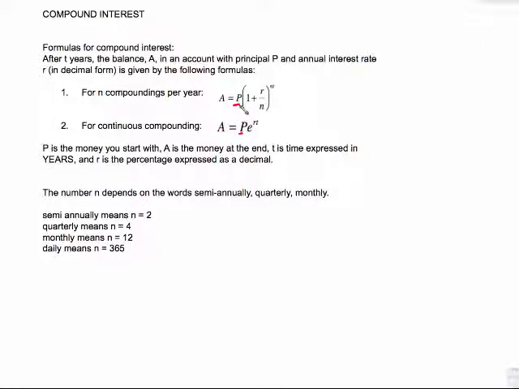P stands for the word principal, which is the money you start with. R is your rate, and that has to be expressed as a decimal. So if you get something like 6%, it needs to be written as the decimal, 0.06. And T is your time in years. Now these numbers down here should be memorized. You probably know this already. Semi-annually, n equals 2. That means that you are compounding twice a year. Quarterly is 4, like 4 quarters in a dollar. Monthly is 12 because there's 12 months in a year. And daily is 365 because there's 365 days in a year.